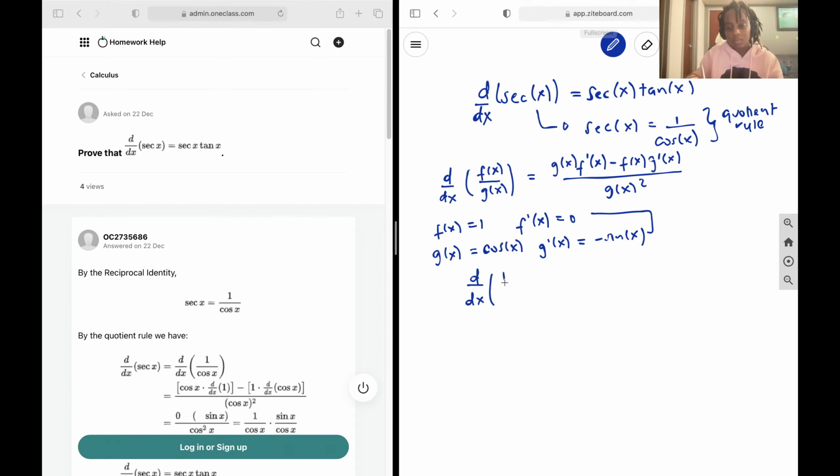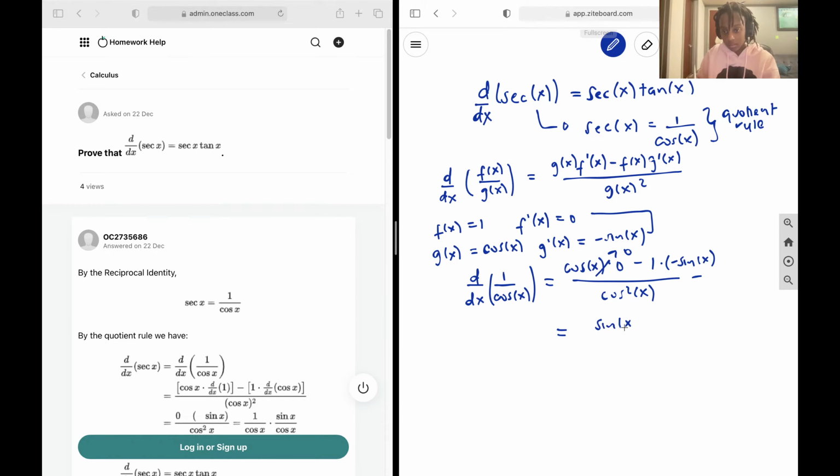over dx of 1 over cos x is going to be equal to g of x, so cos x, multiplied by the derivative of f of x, that's going to be 0, minus f of x, which is 1, multiplied by the derivative of g of x, which is negative sine x, all over g of x squared, so cos squared x. Let's rewrite that. This is simply 0, and that is going to give us negative times negative, which is positive, sine x over cos squared x.